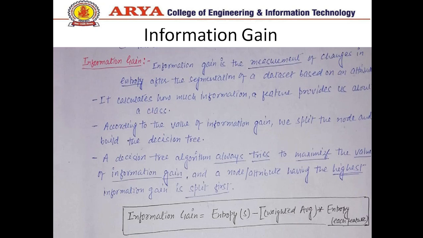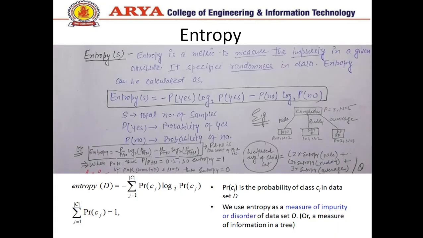So we can calculate information gain by the formula, that is entropy of S minus weighted average into entropy of each feature. So we calculate entropy, then we calculate weighted average information, and we multiply this by entropy of each feature, and we get information gain. So here entropy is the first required entity. Entropy is a metric to measure the impurity in a given attribute. It specifies randomness in data.